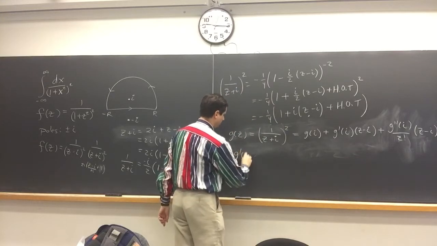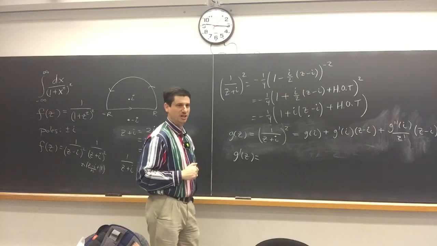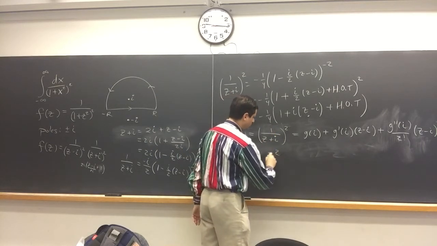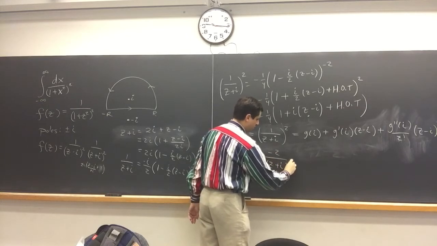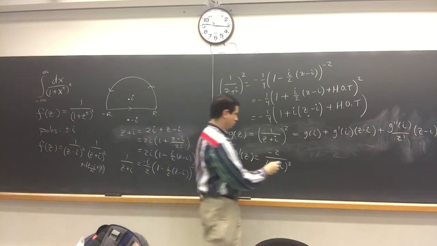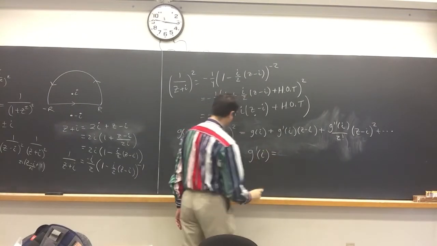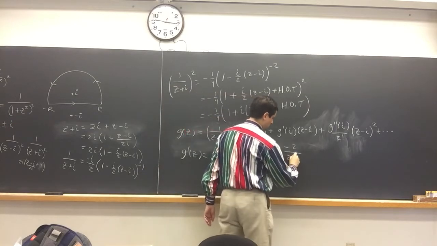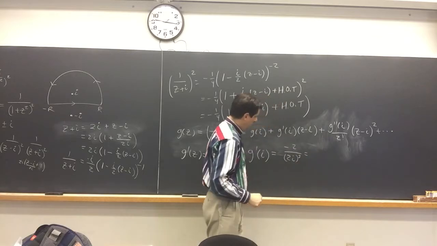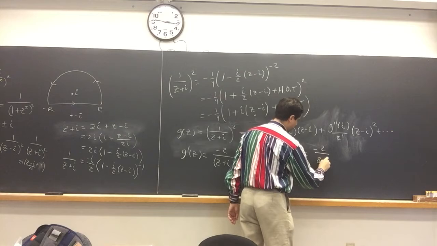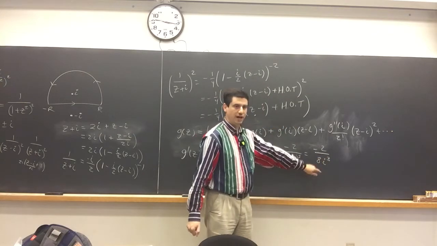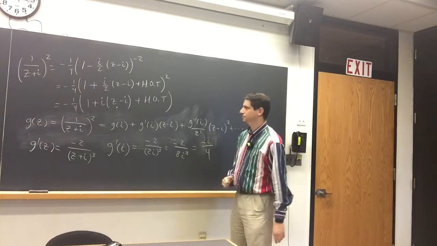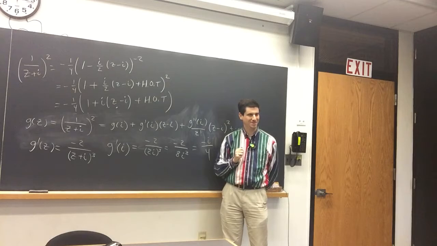So let's calculate. What's g prime of z? Well, you take derivatives the same way you would in real analysis. This is, again, a result to prove in complex analysis, but it seems reasonable. So I have this to the negative 2. So we get negative 2 over z plus i cubed. Right? So what's g prime of i? So we'll get negative 2 over 2i cubed. So this is negative 2 over 8i cubed. Well, I multiply by i over i, and the i cubed goes away. And this becomes negative i over 4, which is exactly what we got over here, and a much faster way of getting it.